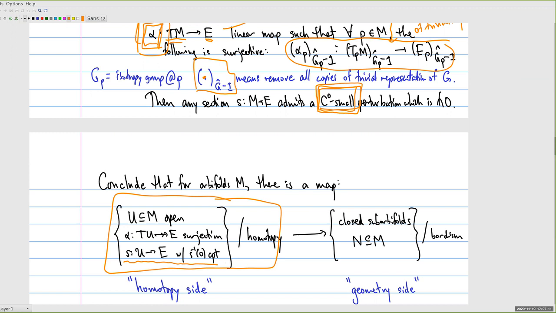And we take this modulo homotopy. This is a homotopy theoretic thing. And Wasserman's theorem tells you that this is enough data to perturb S to be transverse, and so we get a map to this set: closed suborbifolds modulo bordism, bordism embedded in M cross zero.